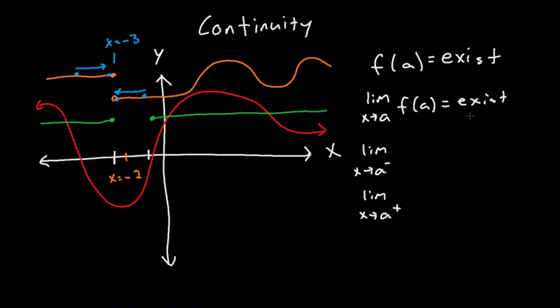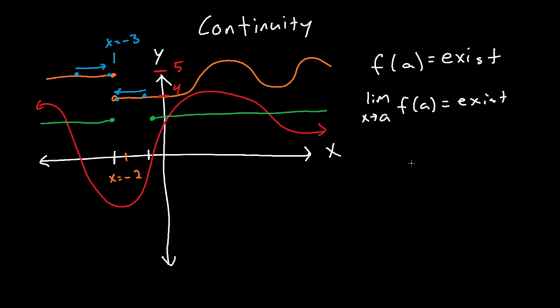But in this orange case, if you approach -3 from the left, you will get some value, let's say y equals 5 here. But if you approach from the right, you'll get some value like 4. So the one-sided limits aren't equal to each other for f of a in the case of the orange. So a limit must exist for every single location.